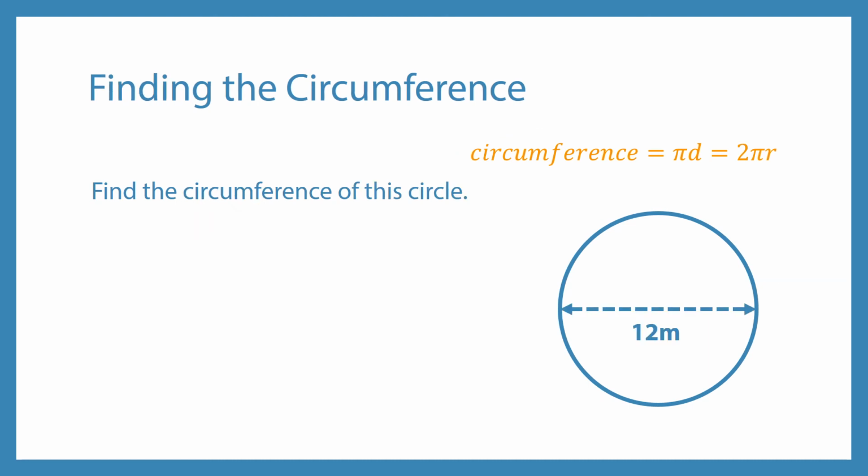So now it's your turn. Can you find the circumference of this circle to 2 decimal places? So we've been given the diameter is 12. So we're going to use the equation circumference equals pi d. So we're going to get c equals 12 times pi, which then we plug into our calculator, and we're going to get 37.70 to 2 decimal places.